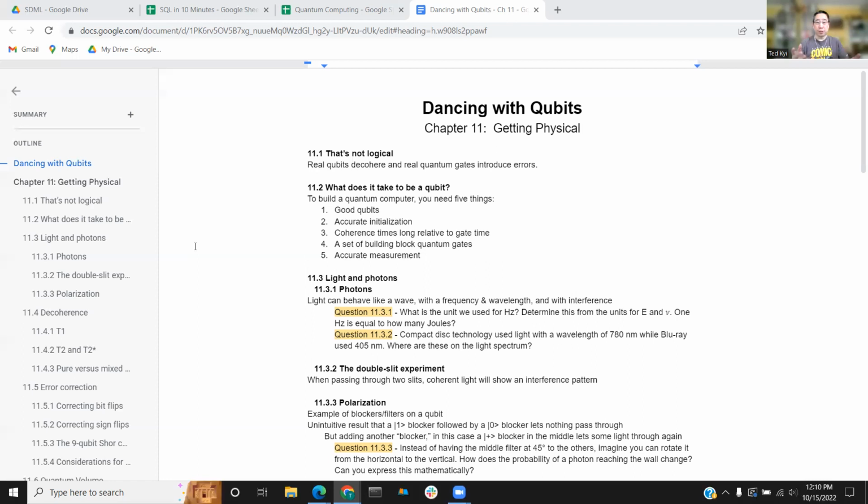And so the first section, section 11.1, says, hey, in the real world, particles and things like that don't actually act like these logical qubits we've been talking about, where if you have a particular state, a particular value, you can just pretend it's going to hold that value forever and just stay there with perfect accuracy.